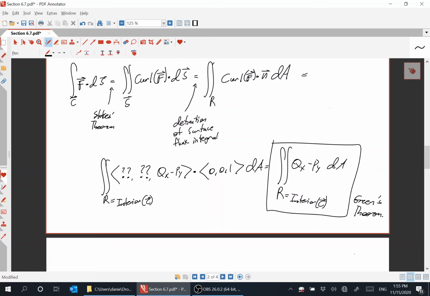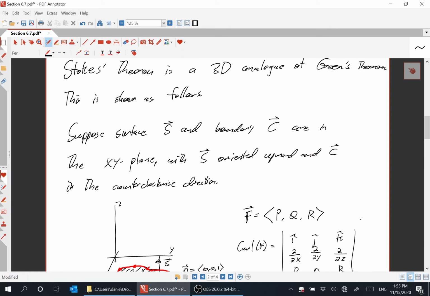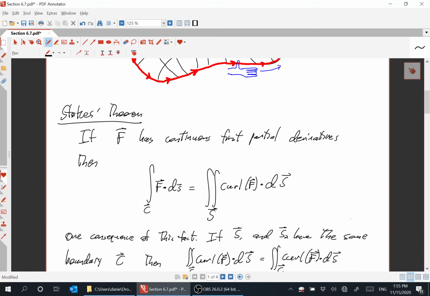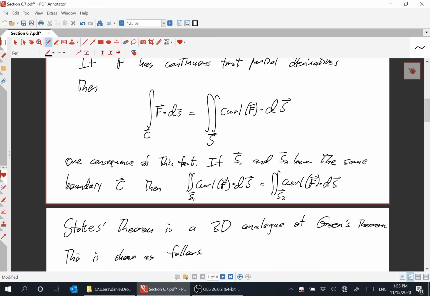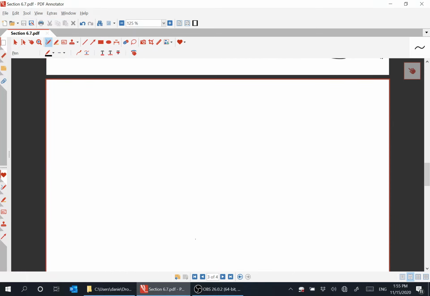Right? In the case that you're working just in the xy plane, Green's theorem gives you this. For the line integral over C, it's equal to the double integral over the interior of C of this expression here: partial of q with respect to x minus partial of p with respect to y. So here Stokes' theorem, which uses the curl, is a three-dimensional generalization or analog of Green's theorem. Okay? All right. So let's take some examples.